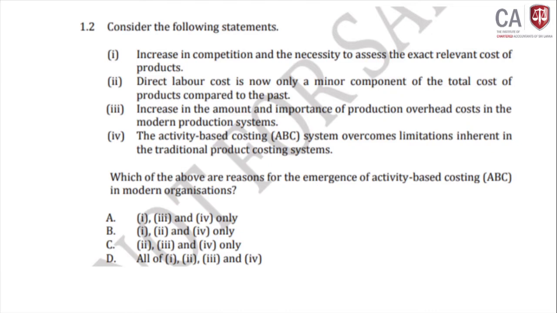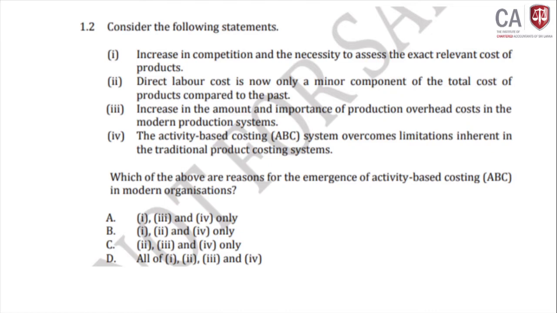You need to improve the accuracy of the costing of the product to make your decisions more accurate. Therefore, activity-based costing facilitates that, whereas absorption costing is less accurate. Therefore, number one is correct. That's one reason why we want ABC.